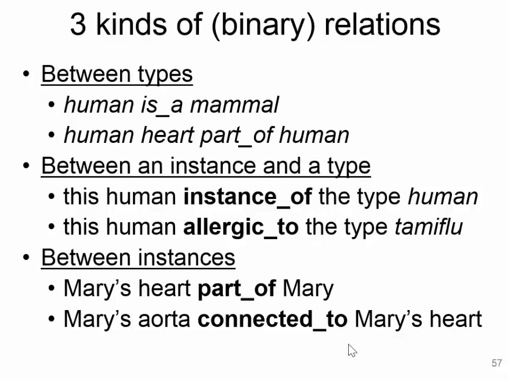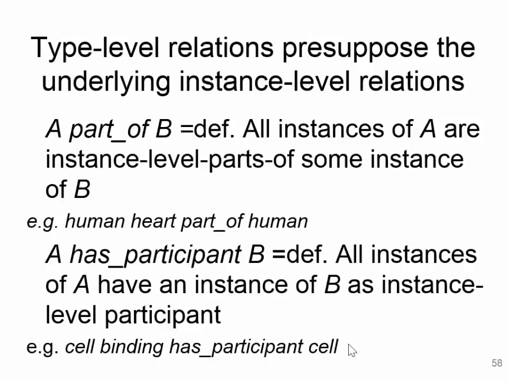And then we have relations between instances. Mary's heart is part of Mary, or Mary's aorta is connected to Mary's heart. Now, as I already explained earlier, the type-level relations are defined in terms of, they presuppose the corresponding instance-level relations. So to say that A is part of B is to say that all instances of A are instance-level parts of some instance of B. This is the all-some rule. And it's illustrated by, for instance, human heart, part of human. That's a relation between one universal and another universal.